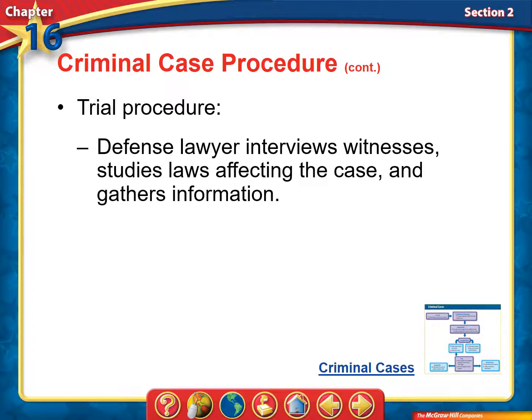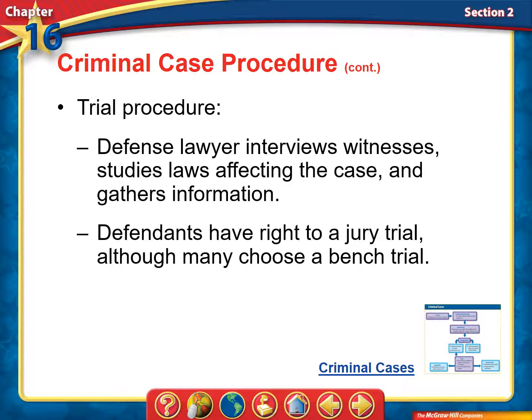Next, the procedure. The defense lawyer will introduce witnesses. They'll look at case law and gather information. So they're going to do everything they can to try to demonstrate the innocence of the suspect. The defendants have the right to a jury trial if they choose, although some may choose a bench trial, meaning just pleading this case before a judge. If you choose jury, you next select potential jurors.